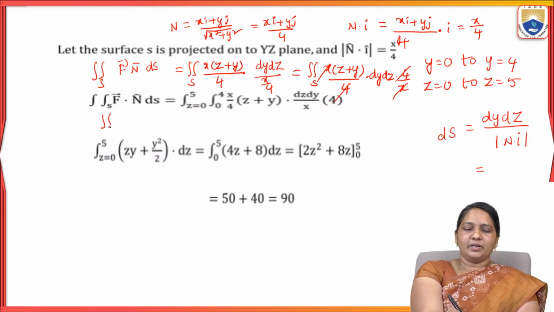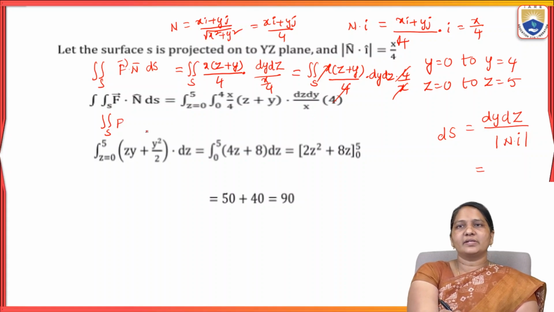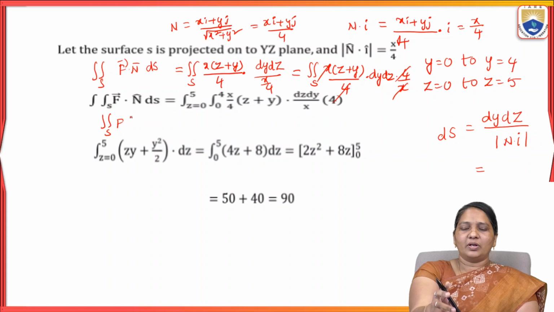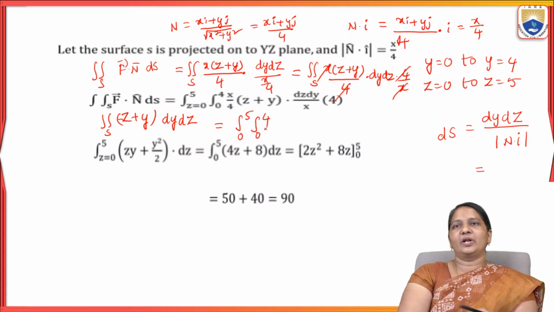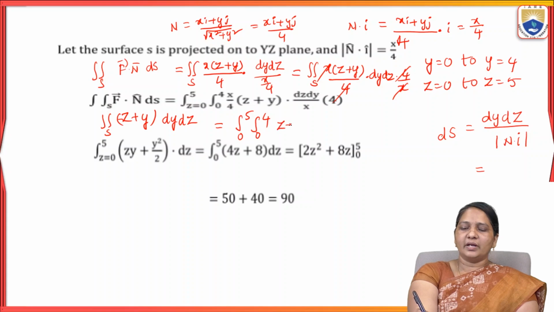Finally, what I got here: the double integral over S. For dy dz I can write the y and z limits. So F bar dot n value is (z plus y) dy dz. Now what are the y limits and z limits here? Z limits are 0 to 5 and y limits are 0 to 4. I am replacing here: z plus y dy dz.